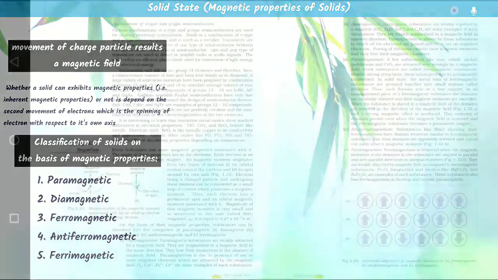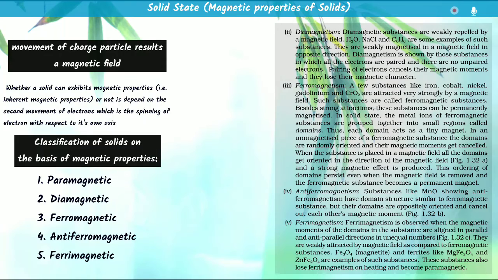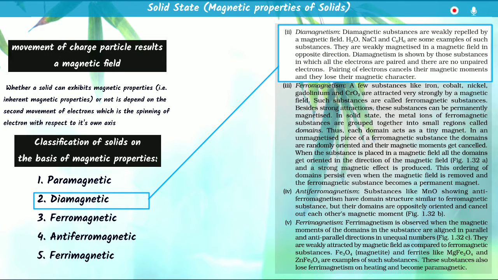Now let us discuss the second type of solids, which is diamagnetic solids. Diamagnetic solids are repelled by magnetic fields, so it is not like a paramagnetic substance. Paramagnetic substances are weakly attracted by an external magnetic field, but in this case it is opposite. Some examples of diamagnetic solids are water, sodium chloride, benzene, etc.